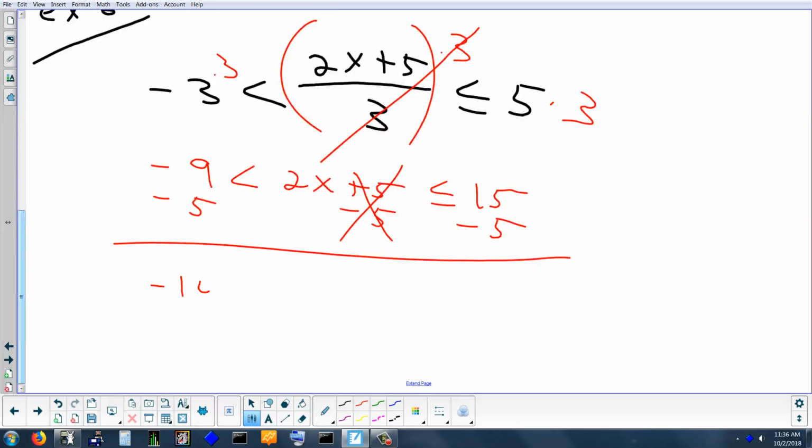Negative 9 minus 5 gives me negative 14. It's less than 2x, so we almost have x by itself. Got one more step, which is less than or equal to 10. Okay. And what would be my last step?